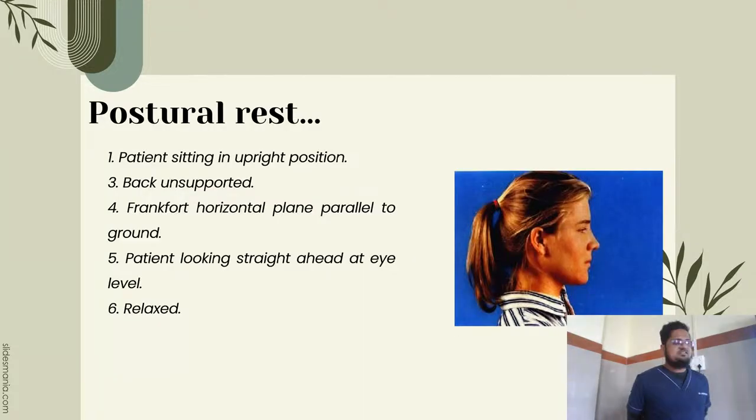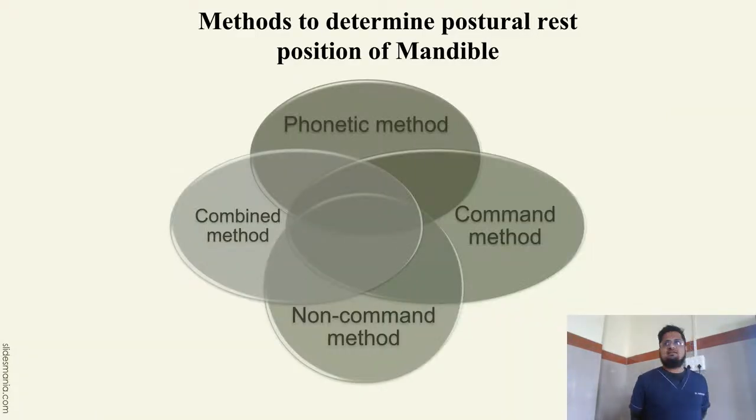So what is postural rest position? How to record it? The patient should be sitting in an upright position. The back of the patient should be unsupported. The Frankfurt horizontal plane of the patient should be parallel to the ground, the patient looking straight ahead at eye level, and the patient should be relaxed while recording the postural rest position. There are different methods of recording the postural rest position of the mandible, like the phonetic method, command method, non-command method, and the combined method.